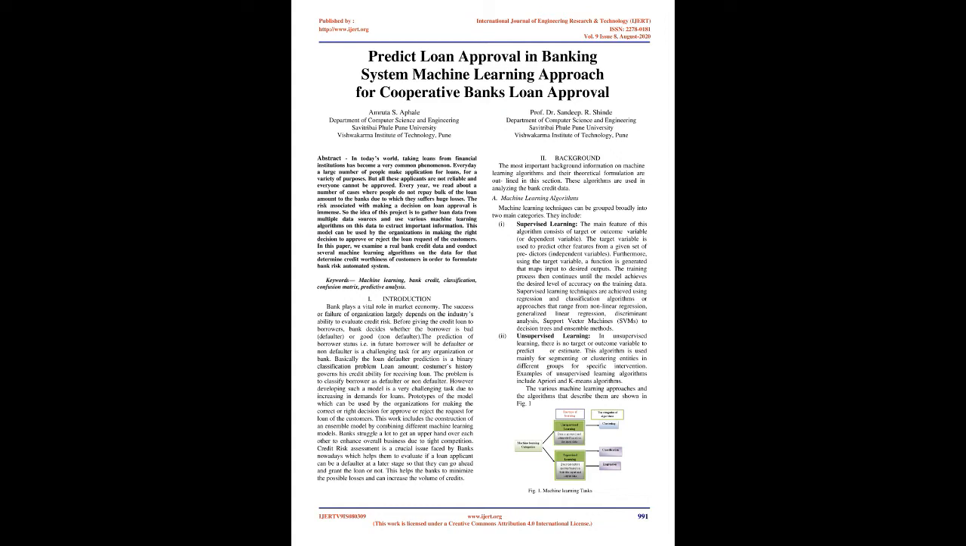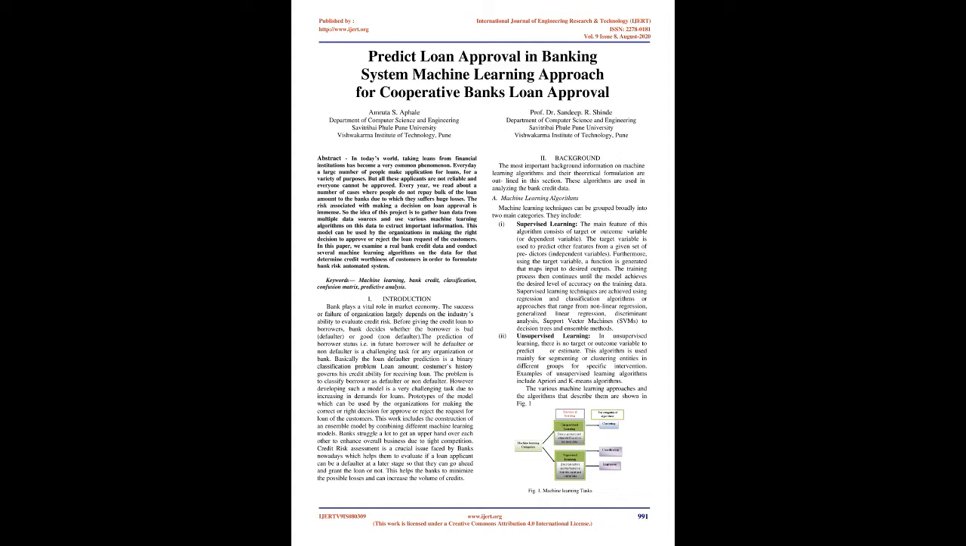So the idea of this project is to gather loan data from multiple data sources and use various machine learning algorithms on this data to extract important information. This model can be used by organizations in making the right decision to approve or reject the loan requests of customers. In this paper, we examine real bank credit data and conduct several machine learning algorithms on the data to determine the creditworthiness of customers in order to formulate an automated bank risk system. Keywords: machine learning, bank credit, classification, confusion matrix, predictive analysis.